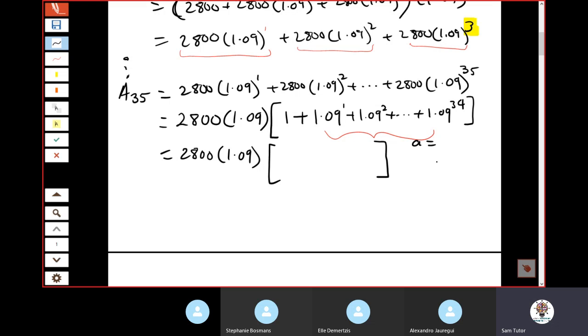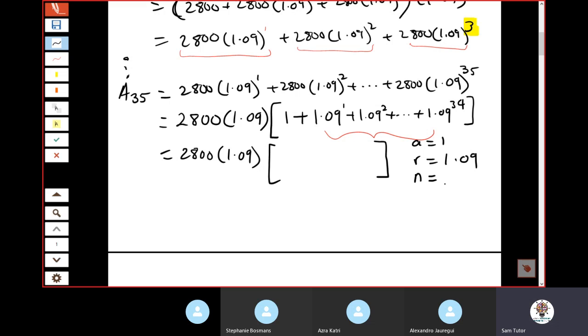A would be 1. A is your very first term. What is R? R is your common ratio that it's going up by. It would be going up by 1.09. Yeah, your R is 1.09. Can you guys all see that? Does that make sense? Multiplying by 1.09. Cool.